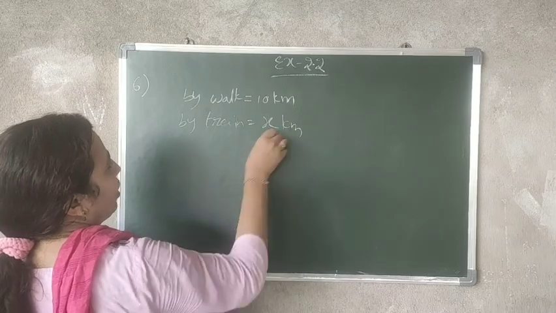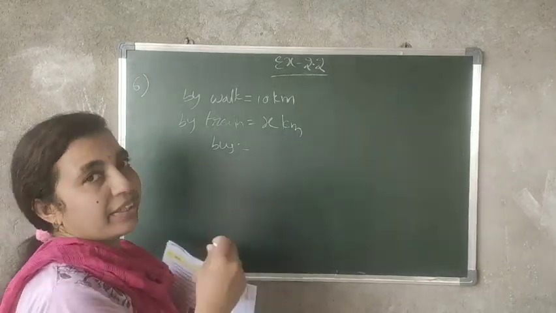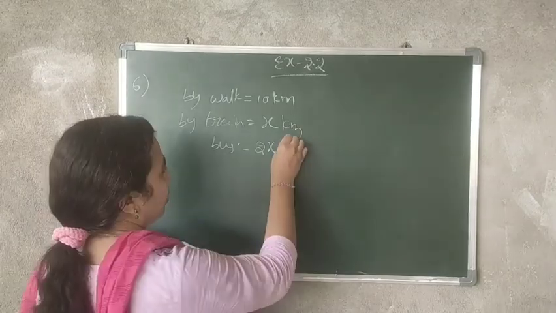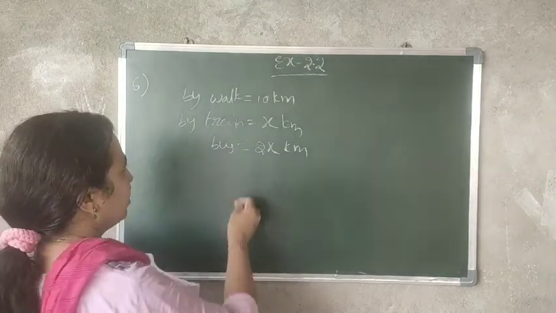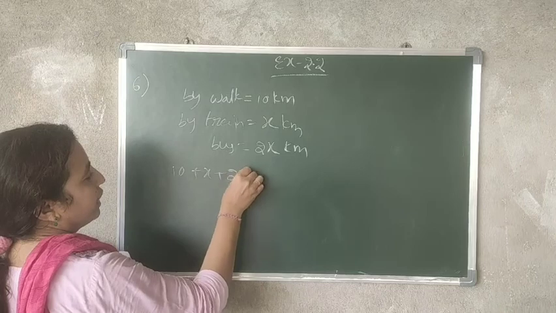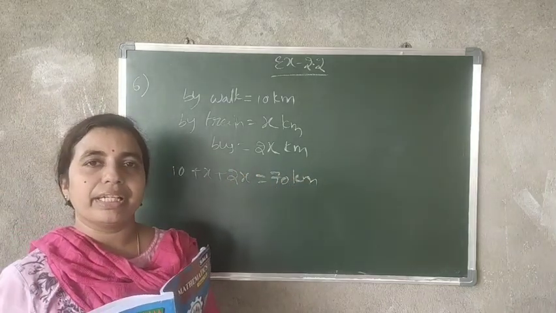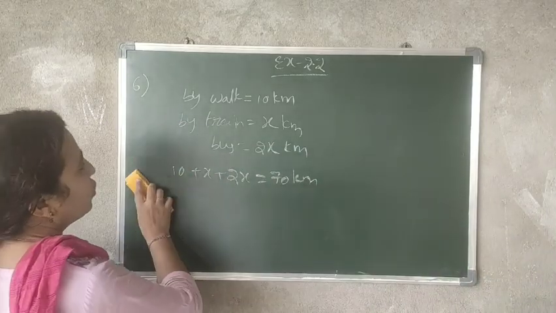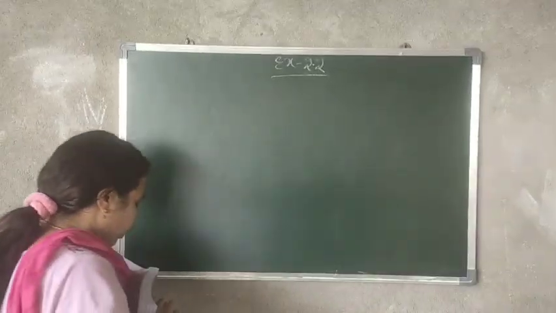So by train, I'll consider it as x. Then by bus, what is given? Bus as far as twice by the train. Twice of train means 2 times of train, 2x kilometers. And the total distance is given, the whole journey is of 70 kilometers. Total distance means just add these 3: 10 plus x plus 2x is equal to 70 kilometers. Solve it so that you will get the distance travelled by the train. You can do that one. This is homework for you. 7th problem, 6th is homework for you. Now let me explain the 7th one.